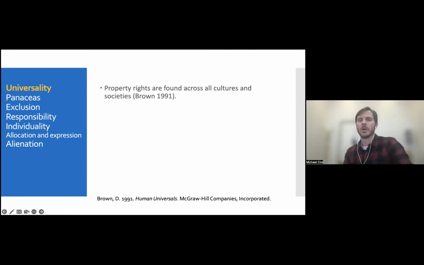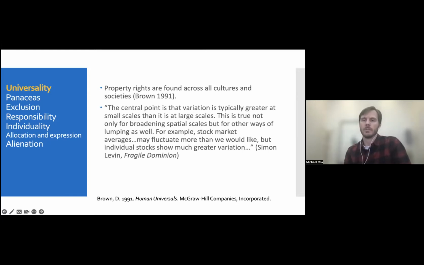So I really like this quote from a really famous ecologist at Princeton, Simon Levin, in a book called Fragile Dominion. He made this point that helps us understand this tension between the universality of property, but also the fact that the implementations are quite different. The central point, he says, of variation is that variation is typically greater at small scales than it is at larger scales. This is true not only of broadening spatial scales, but of other ways of lumping as well. For example, stock market averages may fluctuate more than we'd like, but individual stocks show much greater variation.